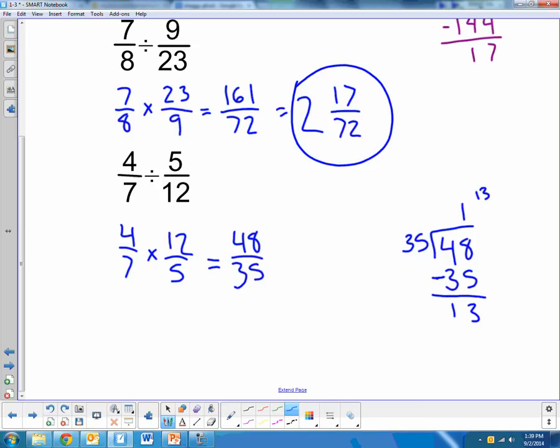Again, my remainder of 13 I can write as a fraction, 1 and 13/35. 13 is prime, which means we can't reduce that any further. 1 and 13/35. Again, both of my original numbers were positive numbers, and so if they're the same sign, the answer is positive.